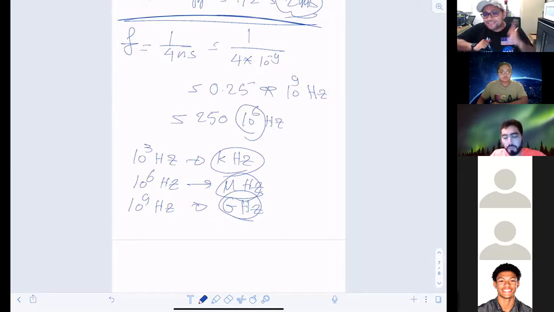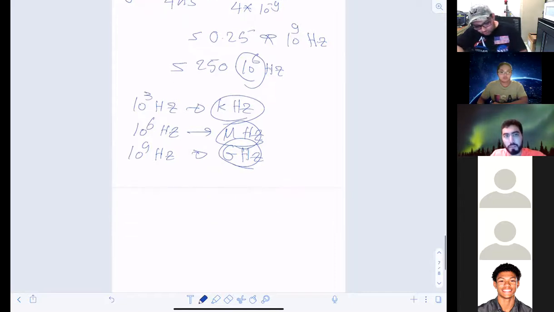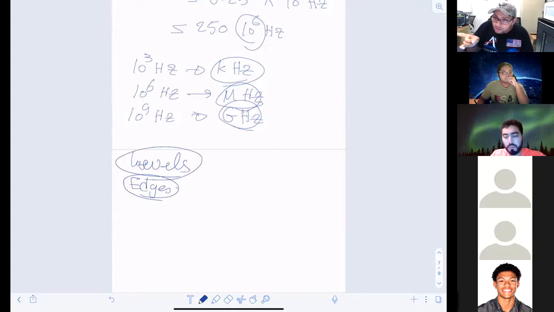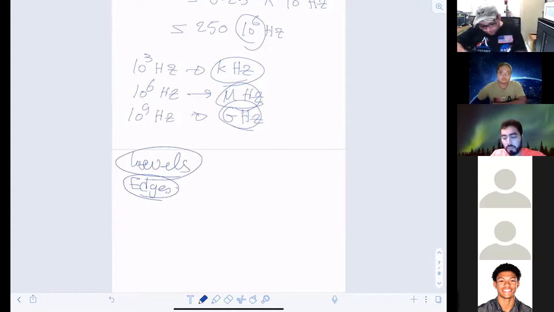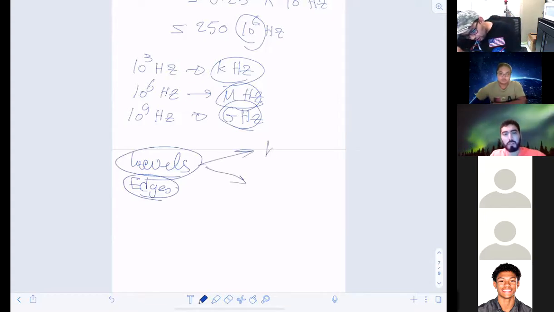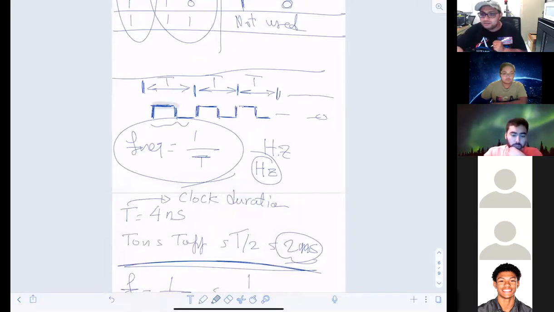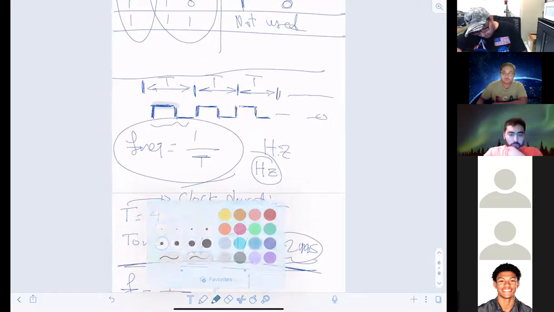Now I will tell you the next story about the clock. The clock has two things. One is called level, and another one is called edges. So we have levels and we have edges. How many levels do we have? We have two levels, high and low. Where are those levels? I will make it level here. This is my high and this is my low.